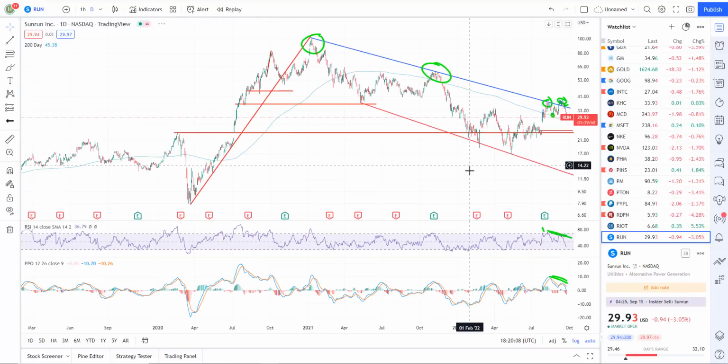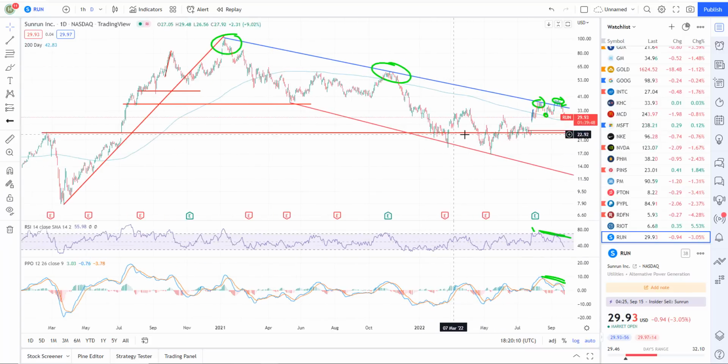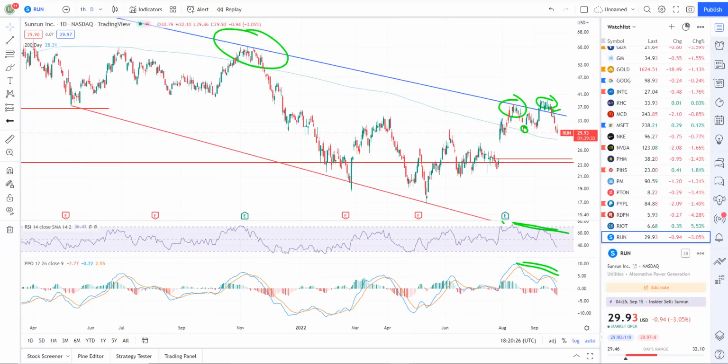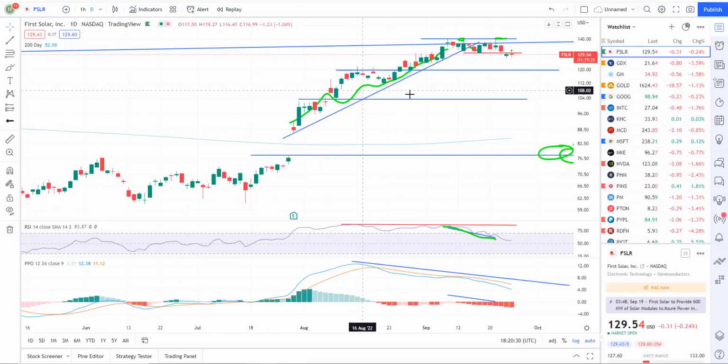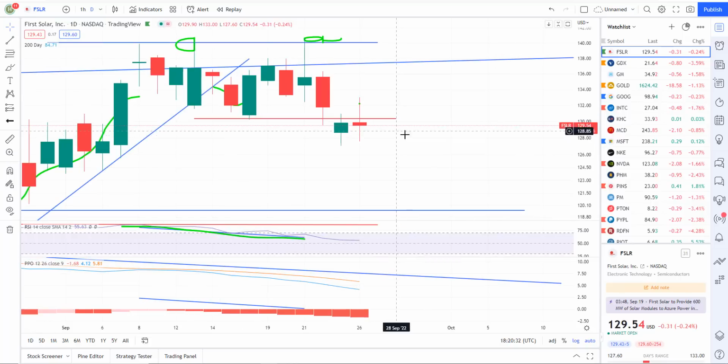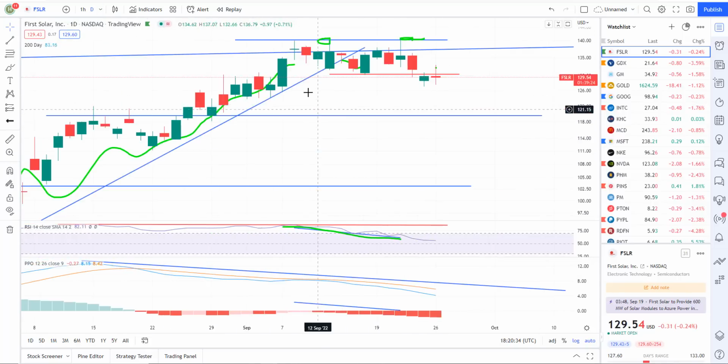So I like that. Obviously, there's a lot of potential for a lot more downside, but for now, that gap fill is going to be our target. Okay, and very similar to Run is FSLR. Talked about this one for a while. They're still battling it out on this one.